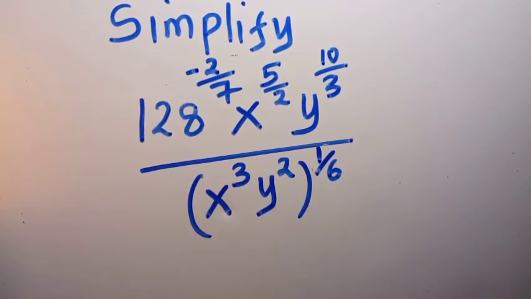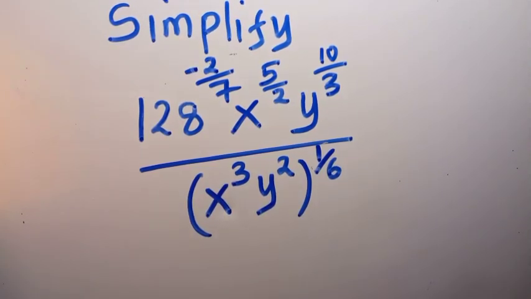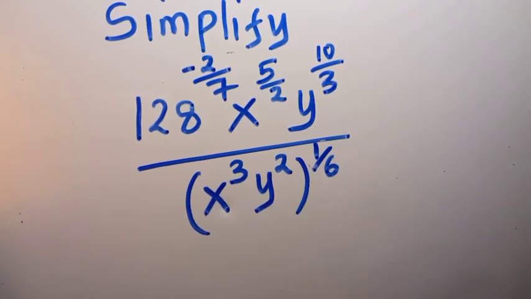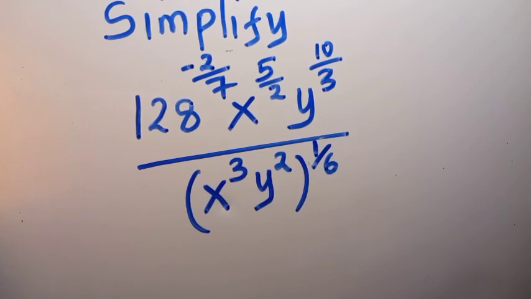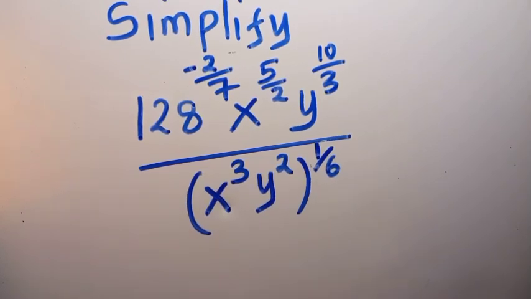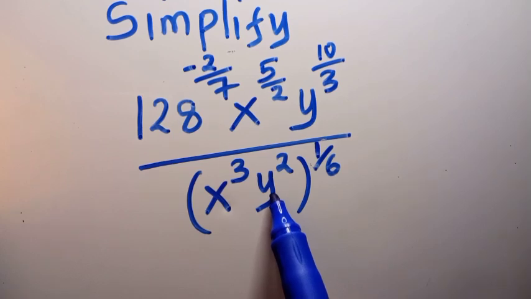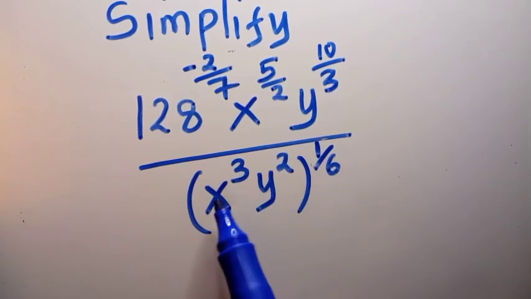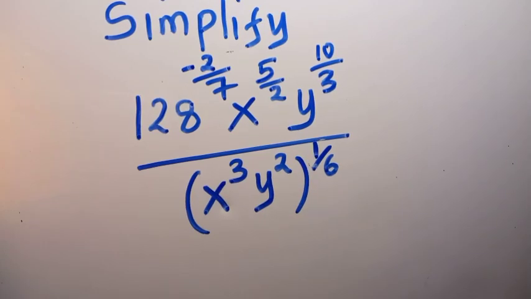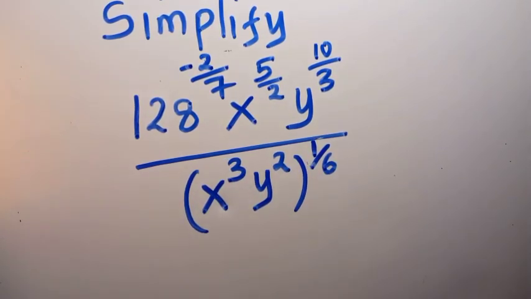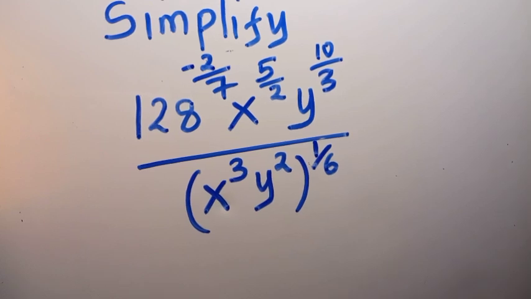Ladies and gentlemen, I want us to have a look at this question of indices. The question is: simplify 128 raised to negative 2 over 7, x raised to 5 over 2, y raised to 10 over 3, all over x raised to 3, y raised to 2, then close the bracket, raised to 1 over 6. Now, I want us to simplify this expression.